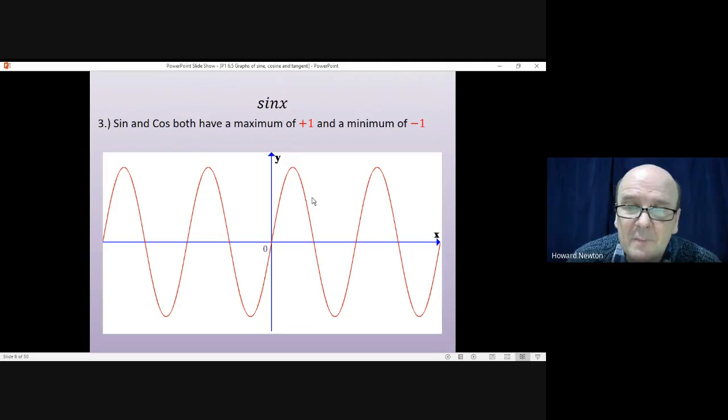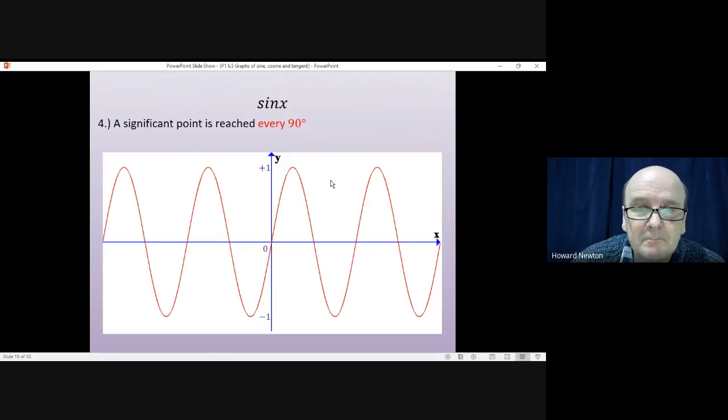Sine and cos both have a maximum of +1 and a minimum of -1. That just gives you these top and bottom points on the y-axis, +1 and -1. A significant point is reached every 90 degrees. So this intersection here is at 0. This maximum will be at 90. That intersection will be 180. That minimum will be 270. And we'll get back to where we started again at 360.